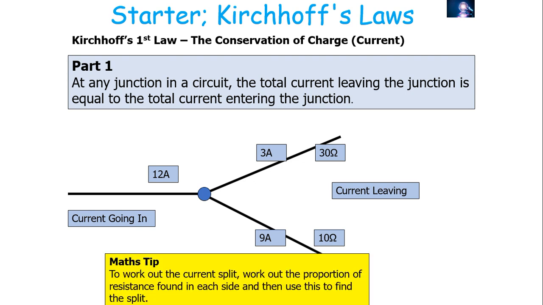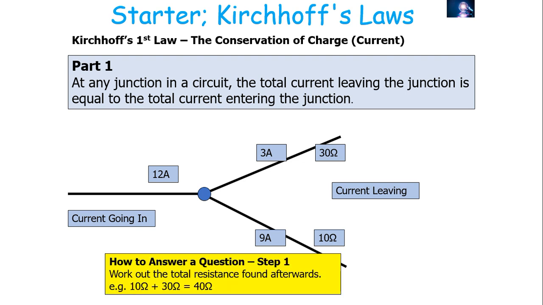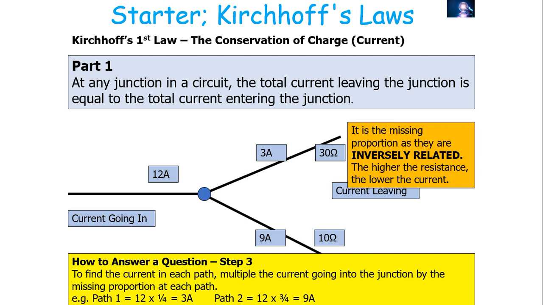Now, to work this out mathematically, you work out the proportion of the resistance found on each side, then use this to find the split. So the first step is to work out the total resistance afterwards, so 40 ohms in this example. You then find out the proportion of resistance each path takes. So the upper path takes 30 over 40, or 3/4. The lower path takes 10 over 40, or 1/4. So to find the current in each path, you multiply the current going into the junction by the missing proportion.